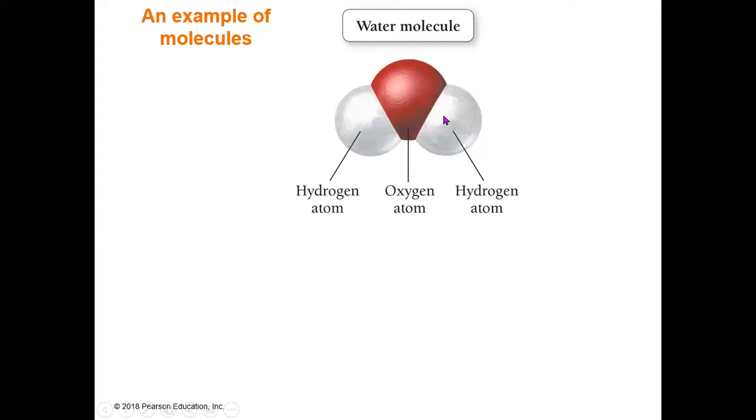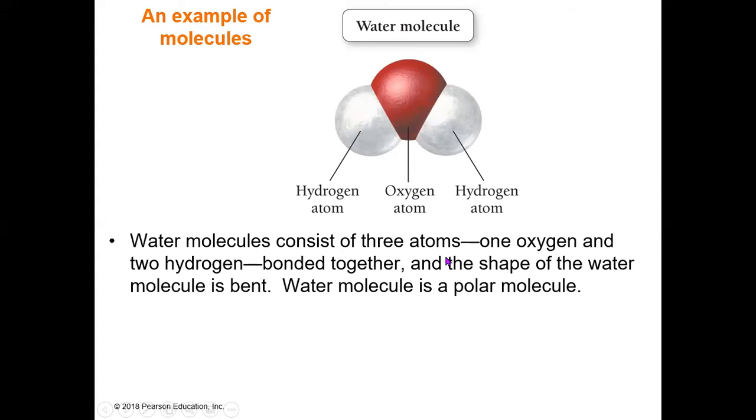An example of a molecule shown here is a water molecule. In the water molecule, we have one molecule consisting of 3 atoms, 1 oxygen, the red one, and 2 hydrogen bonded together. And the shape of these 3 atoms is bent. Water molecule is a polar molecule.